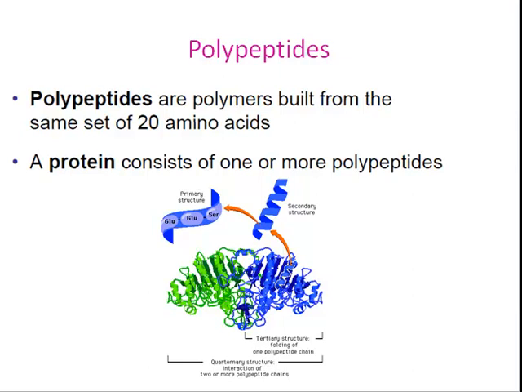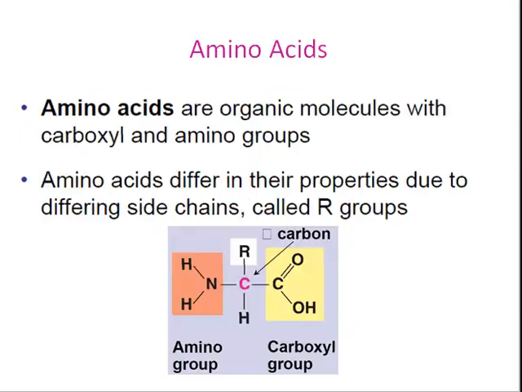Polypeptides. Poly, of course, means many, and peptides, we're talking about proteins. Well, polypeptides are polymers built from the same set of 20 amino acids. Remember, amino acids come together to build proteins. A protein consists of one or more polypeptides.